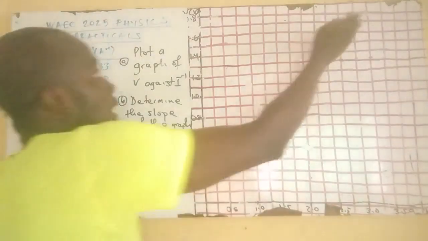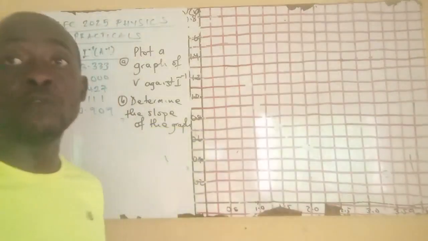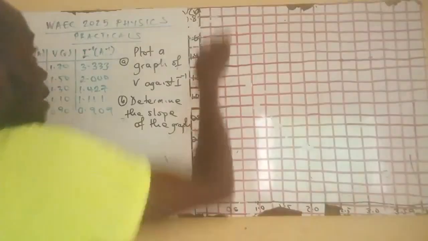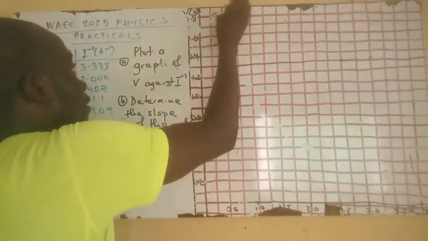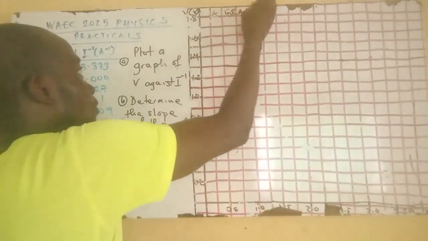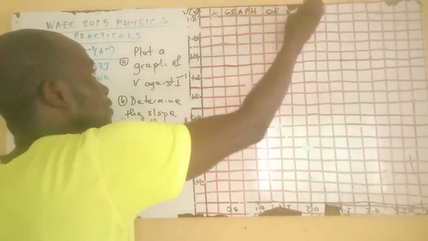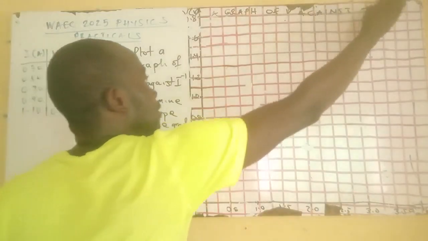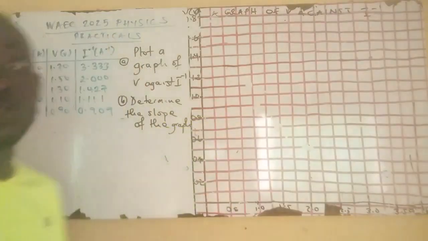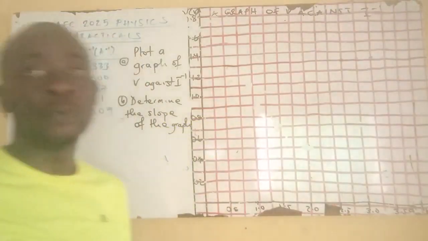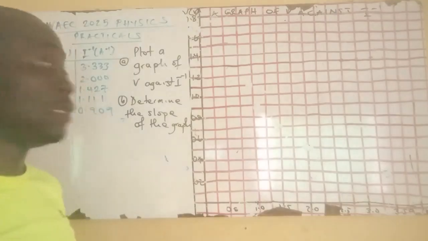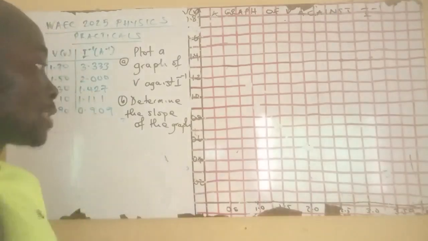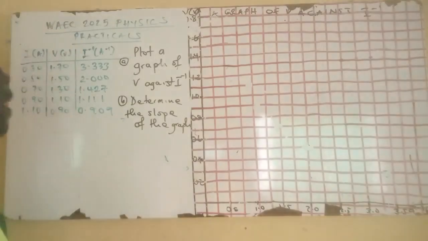Now the scale you are going to write, the title of the graph first. You say a graph of V against I raised to power minus 1. That's what you write first on the top. Now the next thing to do is to start plotting the graphs one after the other.